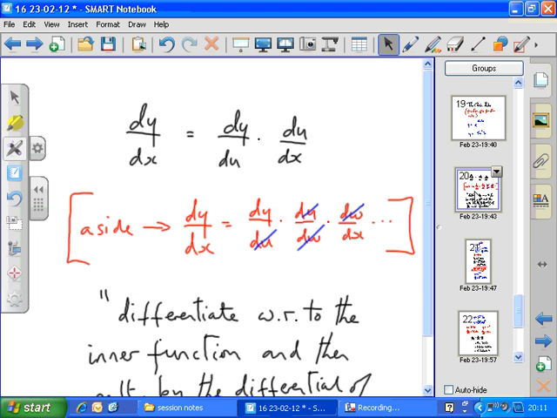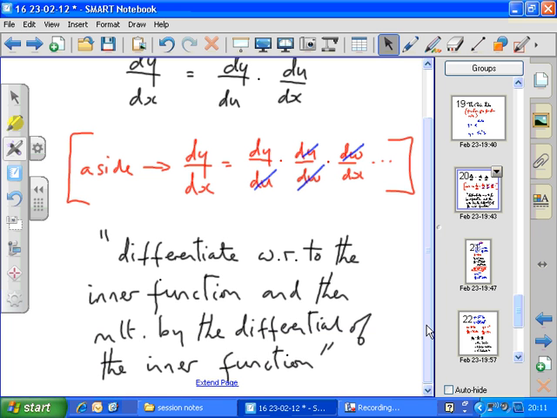There it is written mathematically. It can be applied to a whole chain of functions, one function inside another, inside another, inside another, hence the term chain rule. In words, it can be written like this. And then we looked at some examples of how it can be used.